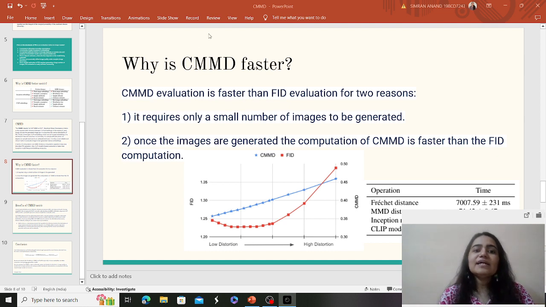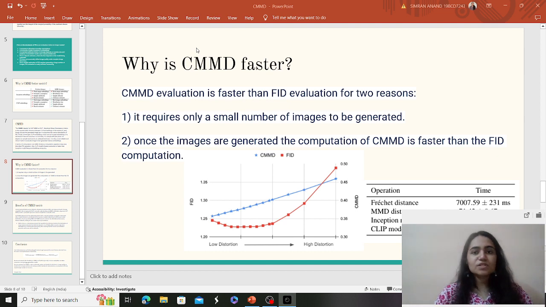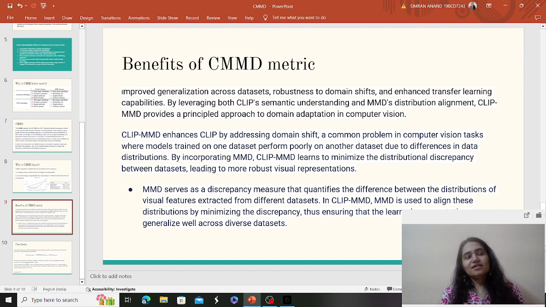So CMMD, as I told you, if the human evaluation is trying to identify distortions or improvements in the image quality, CMMD will do the same thing. It's likewise, whereas FID is not going to do that. I hope this is a very interesting discussion on CMMD versus FID, and not just these two metrics, but also when you compare it to the other evaluation metrics at hand.